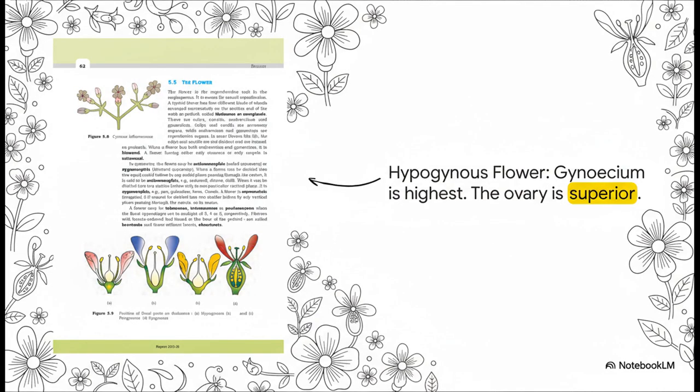So in our first setup, the hypogynous flower, the gynoecium gets the penthouse suite. It sits right at the very top. All the other parts, the petals, the sepals, the stamens, are attached below it. And because it's sitting pretty above everything else, we call this a superior ovary.